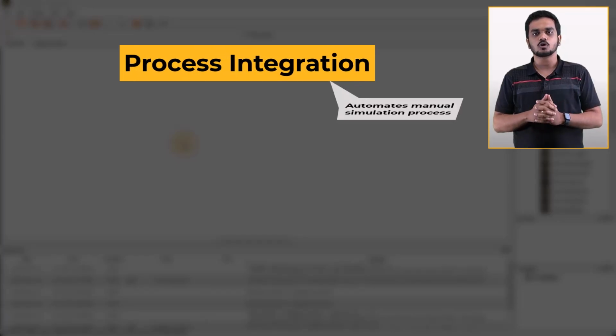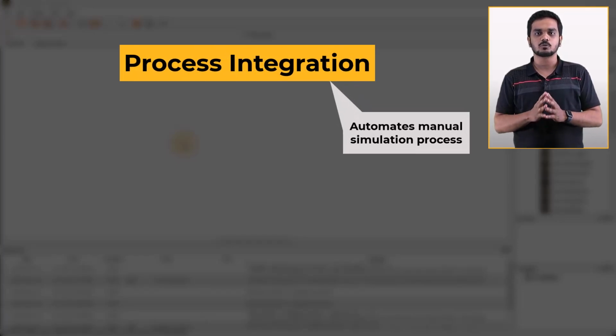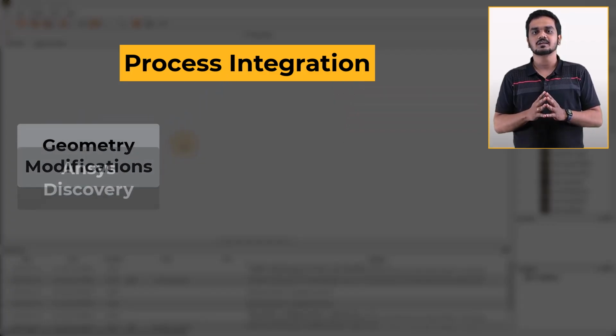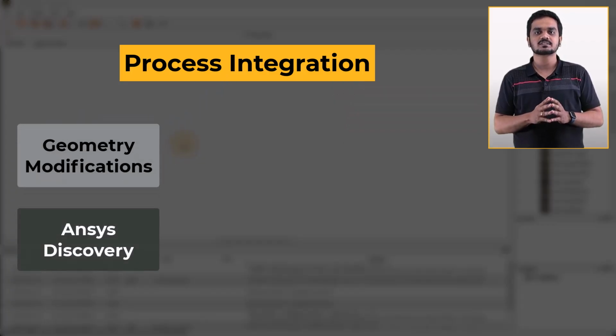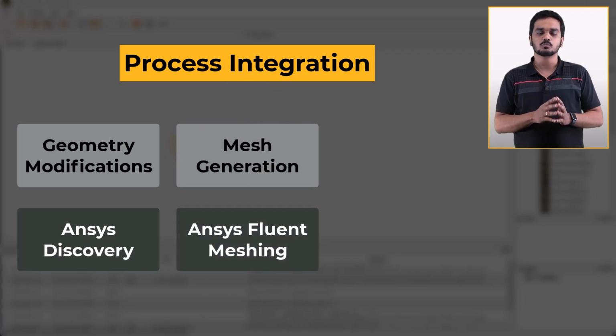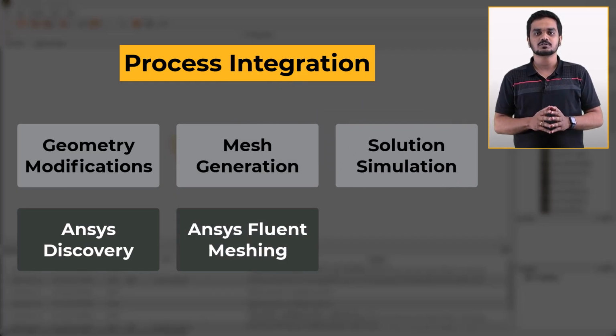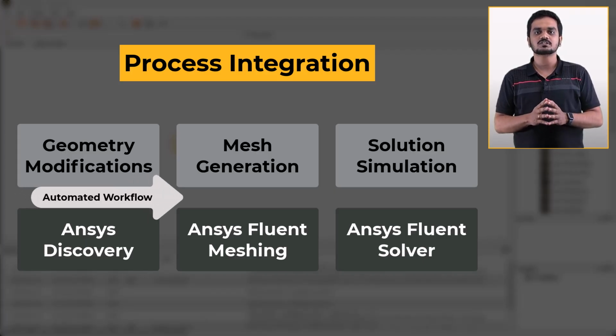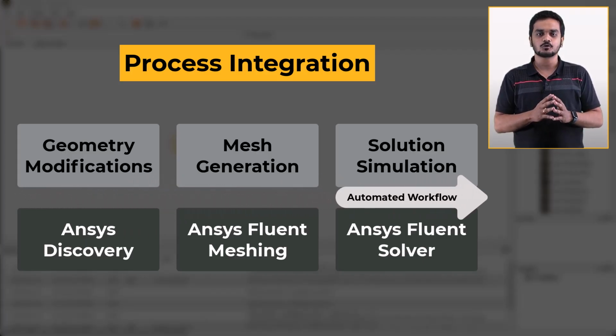Process integration automates the manual simulation process, which generally starts with geometry modifications in Ansys Discovery 3D product simulation software, followed by mesh generation in Ansys Fluent software's meshing mode and solution simulation in Ansys Fluent software's solver mode. Performing this step involves setting up a valid process chain, defining the workflow of the whole simulation process, which is then automated.